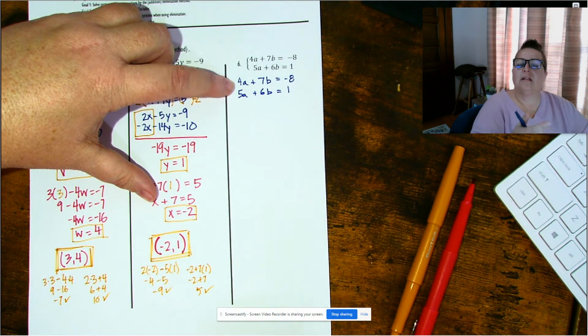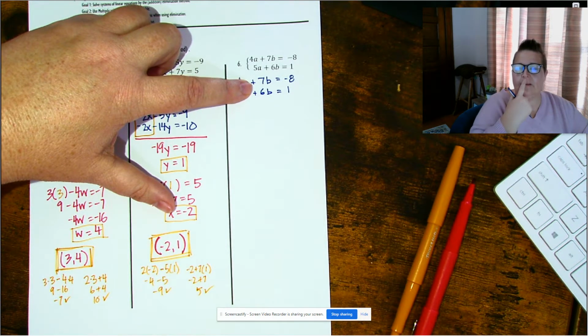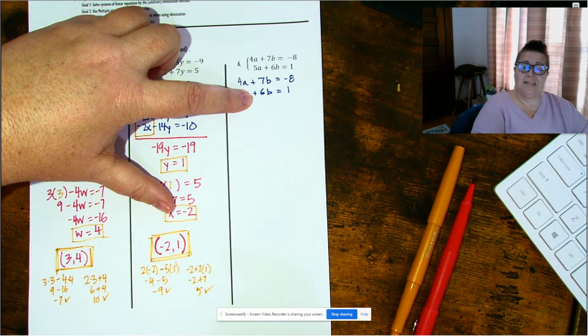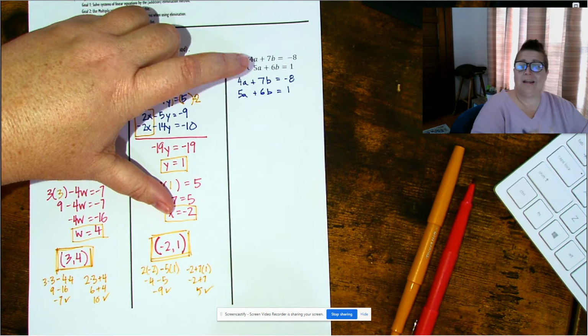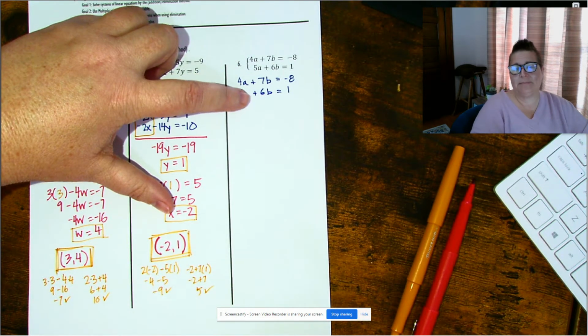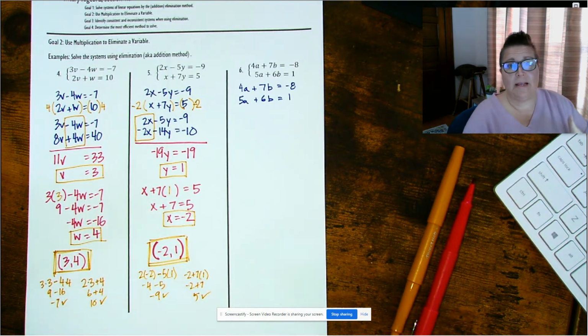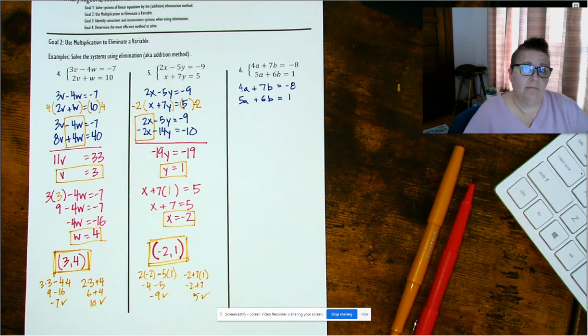Okay, let's look at the b's. Got a 7 and a 6. There's nothing I can multiply 7 by to get 6 or 6 by to get 7, so I would need a common multiple of 7 and 6. So this is how I analyze the problem, and this is how I make a decision. Do I know a common multiple of 4 and 5 right off the top of my head? Why, yes, I do. I know a number that both 4 and 5 go into, and that's 20. So because my brain jumped to 20 first, I'm going to go with 20.